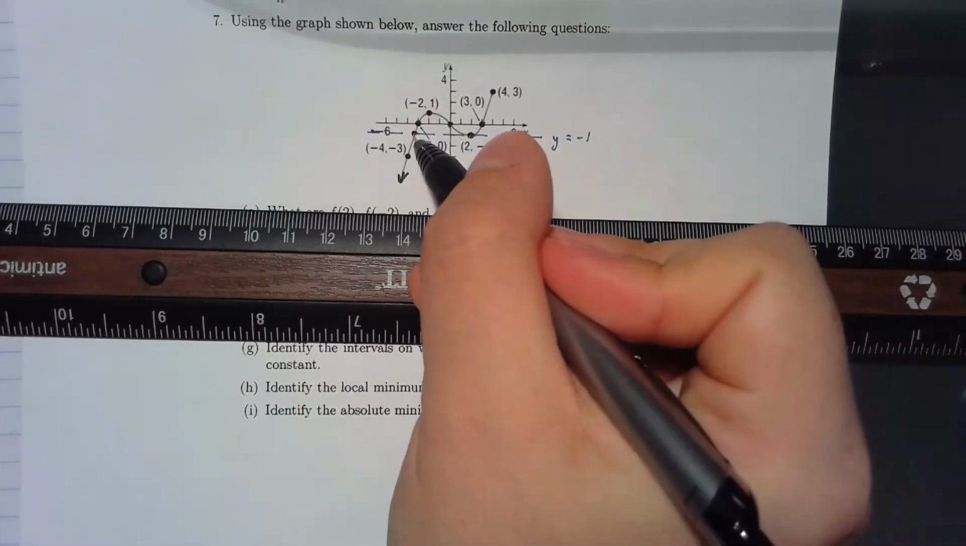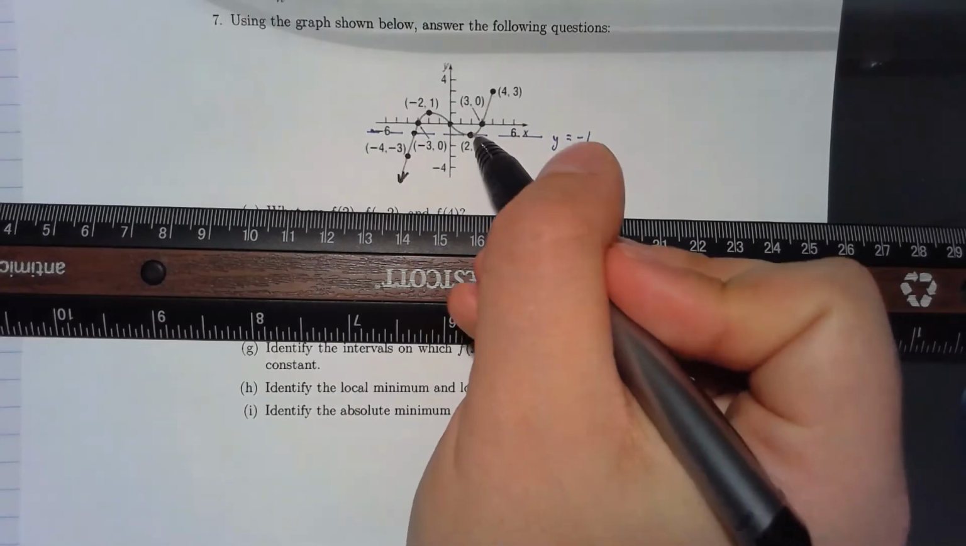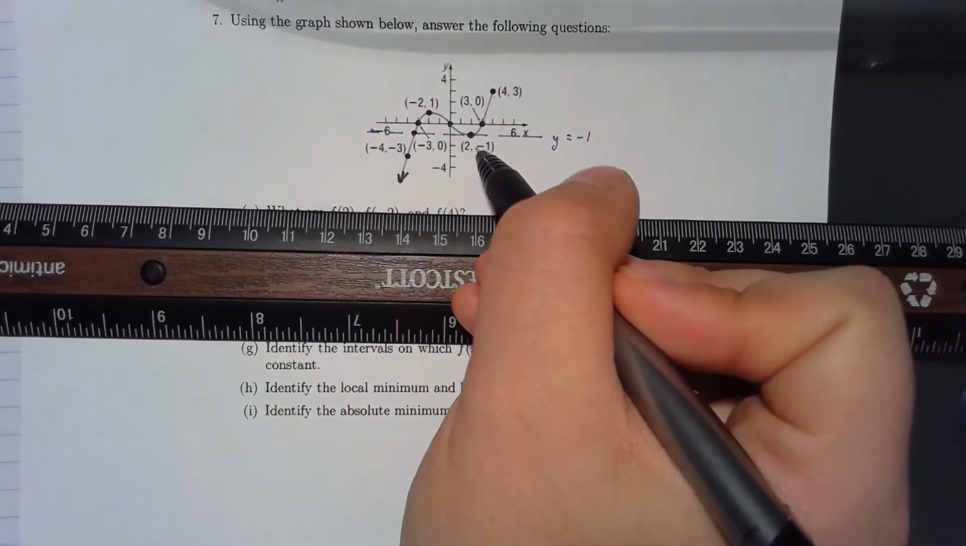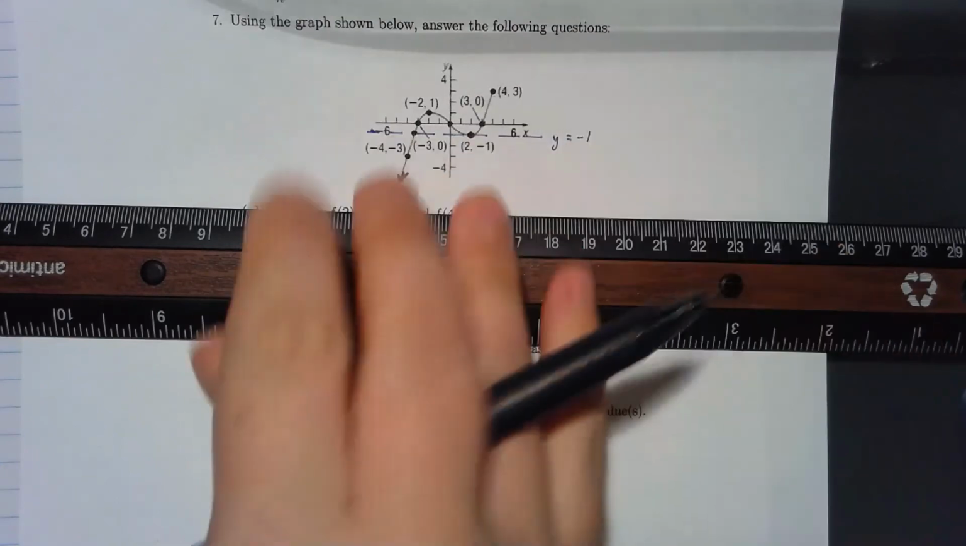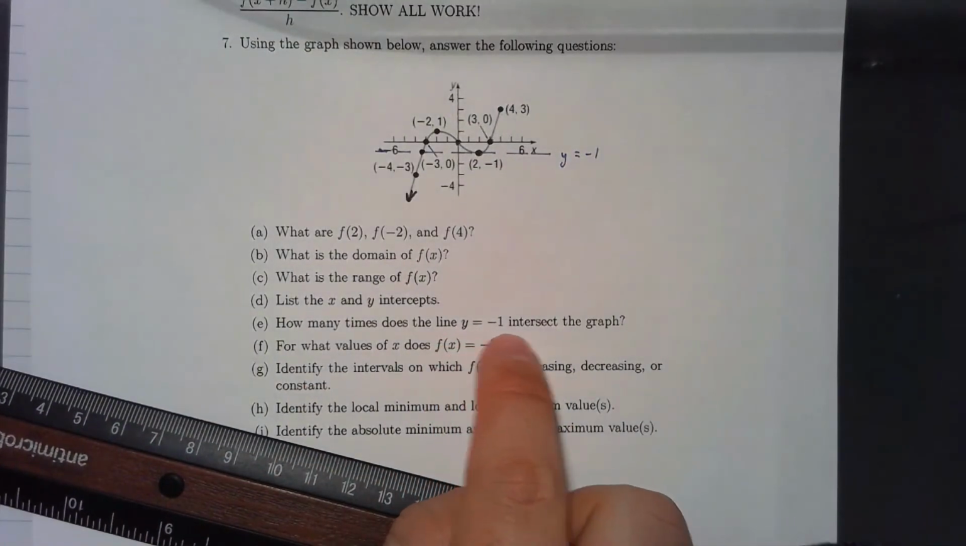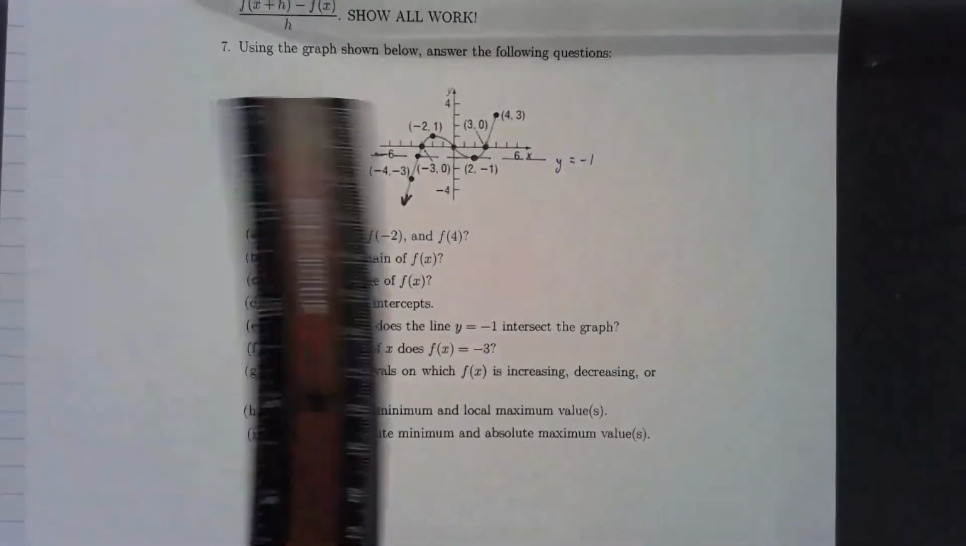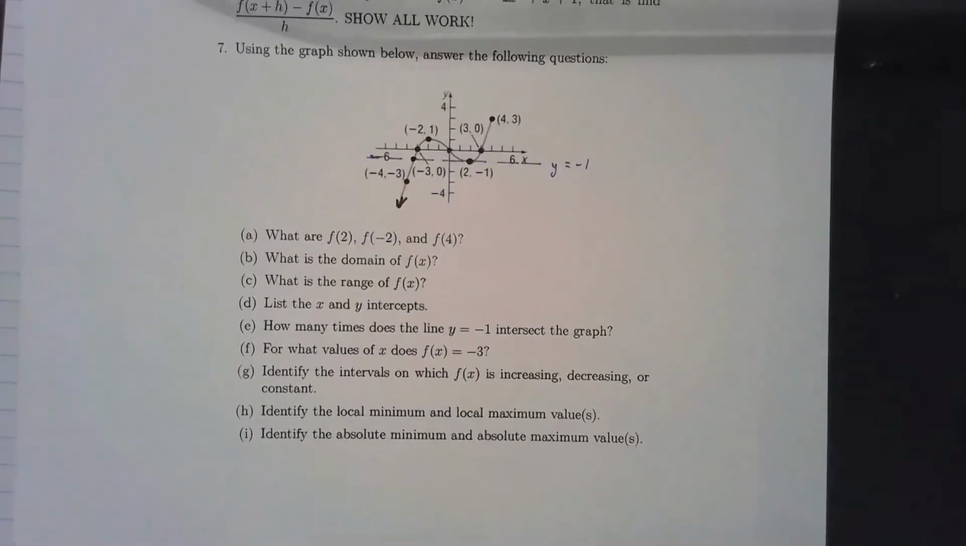Now I don't know what that ordered pair is because it's not labeled. But I know that this one is 2, negative 1, right? The y coordinate is negative 1. That's a dead giveaway. It crosses it twice. So how many times does the line y equals negative 1 intersect the graph? Twice. Once, twice. So E is twice.